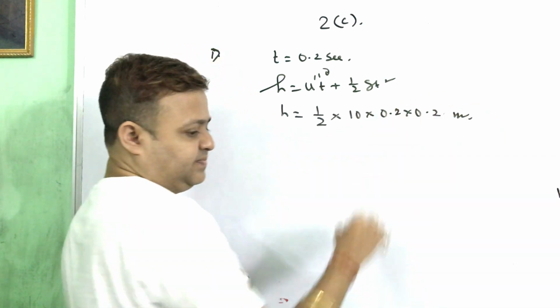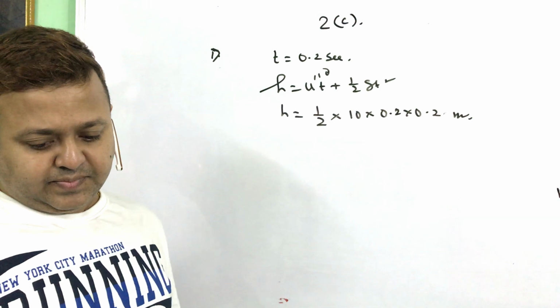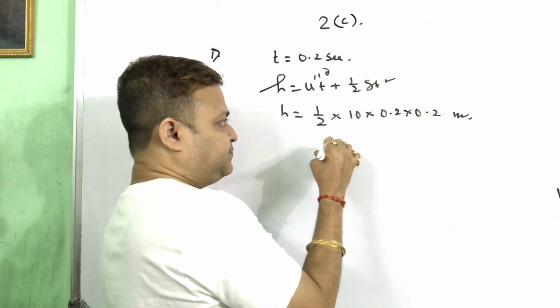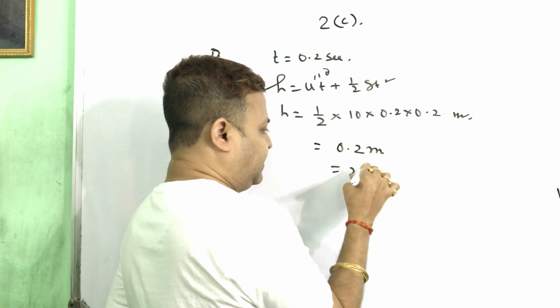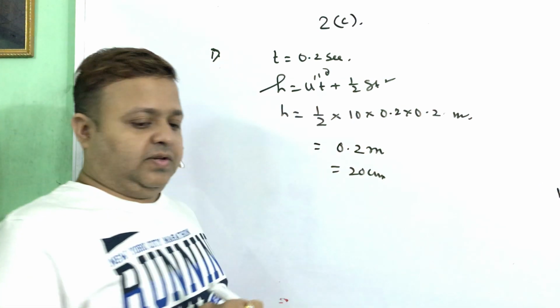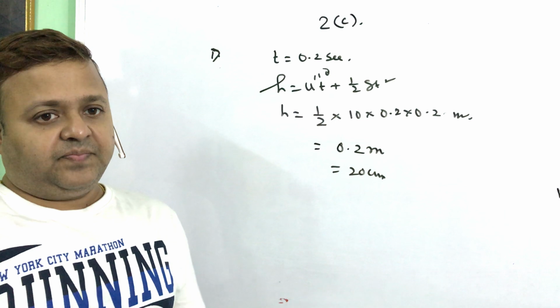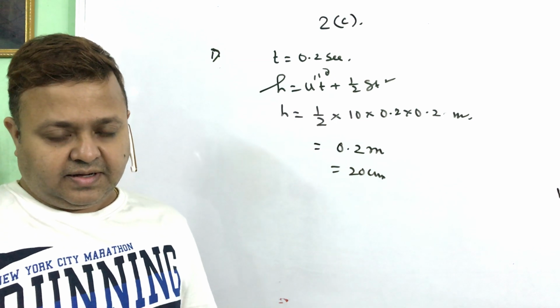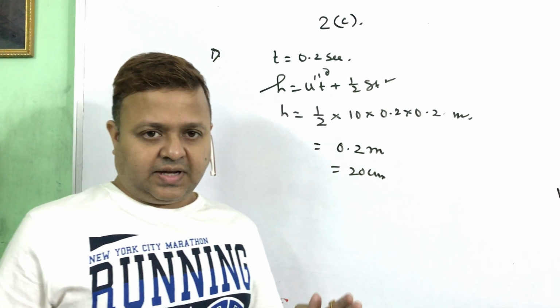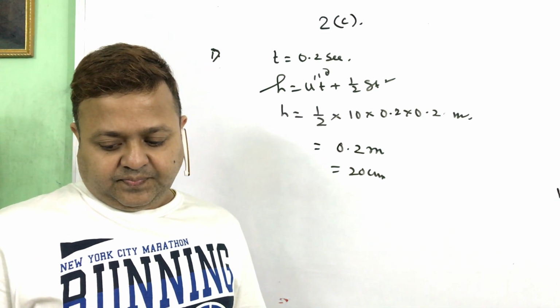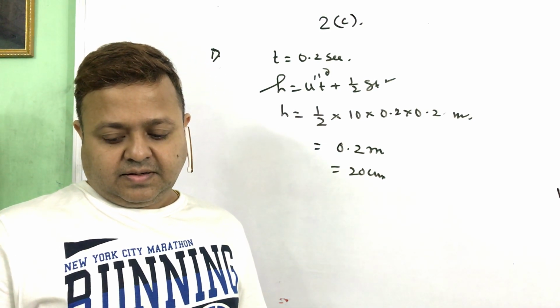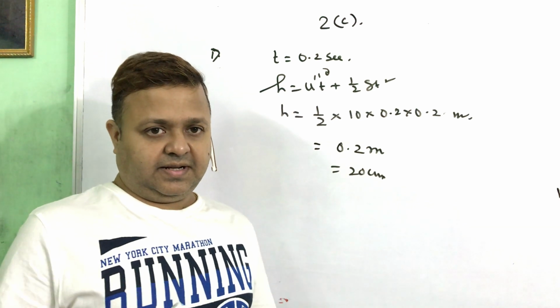That is 0.2 meter or 20 centimeter. Right? So the displacement is larger than the height of the 500 rupee note. So the B option is correct.